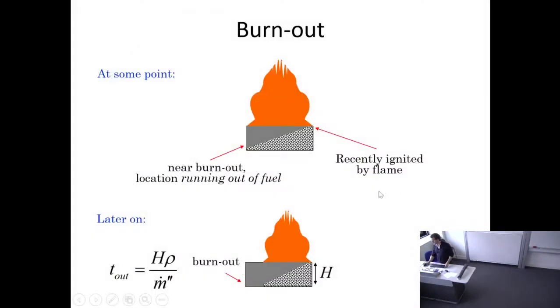Something to note is that it's not only about flame spread, but the first point of the fuel that ignited, which was this one, has been burning now for a while and is running out of fuel.